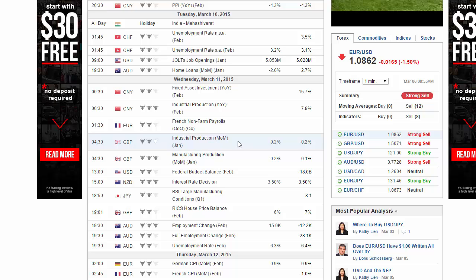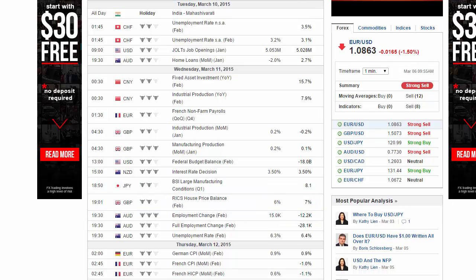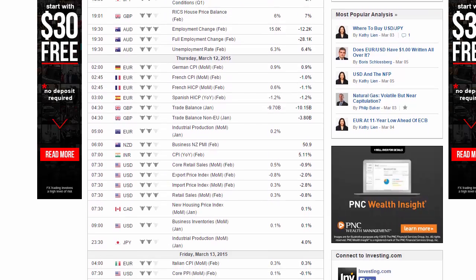And after that, we do have an interest rate decision in New Zealand, probably a very localized number for the New Zealand dollar if you have that available for trading. Employment change out of Australia also comes out. That, of course, will affect the Australian dollar itself.